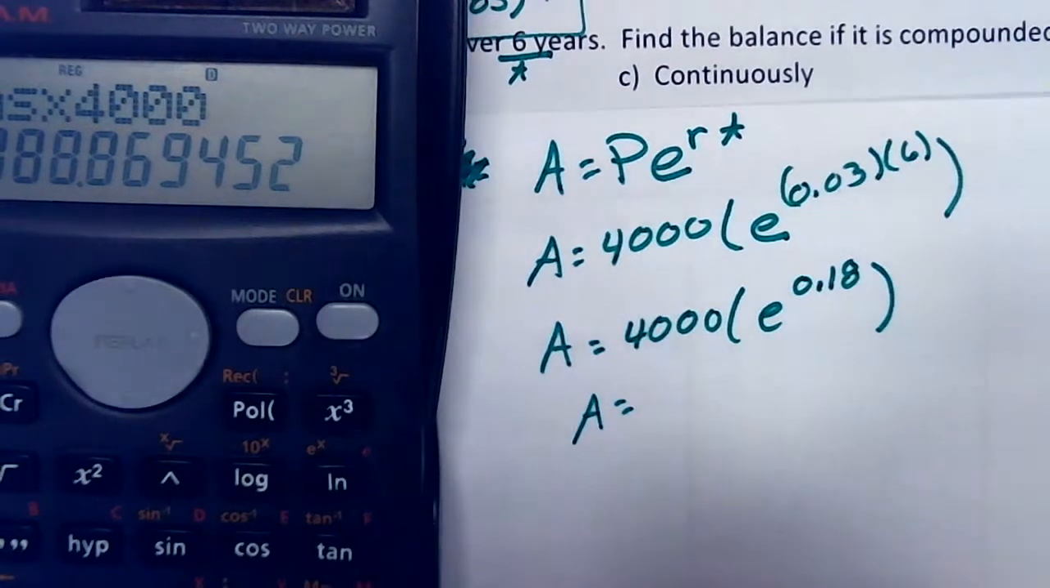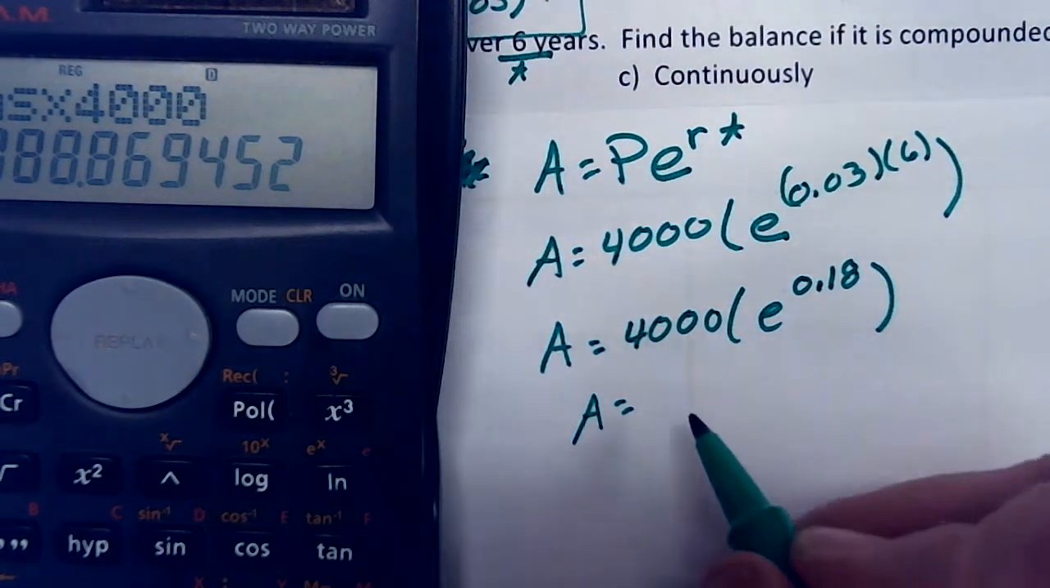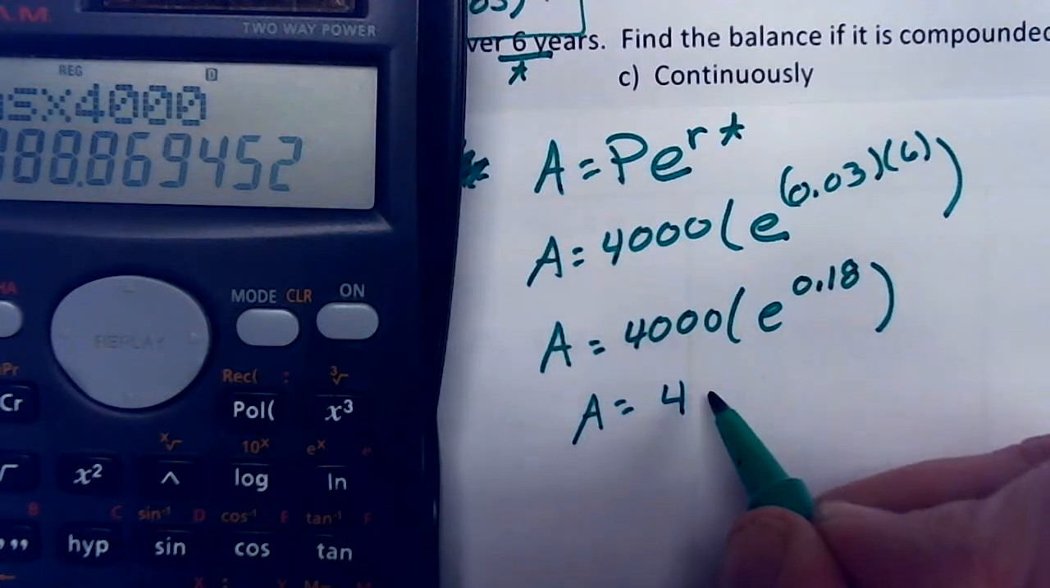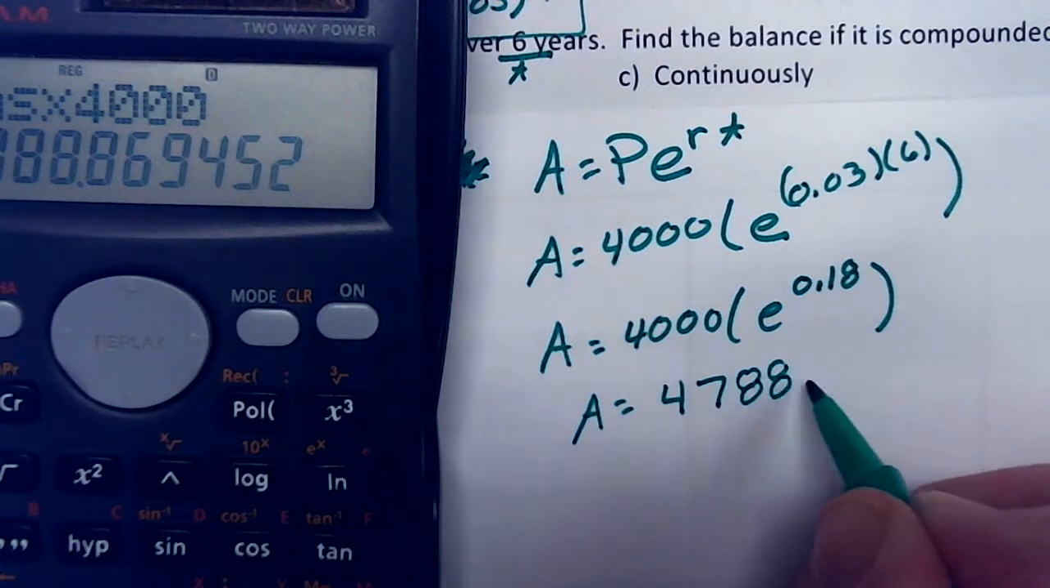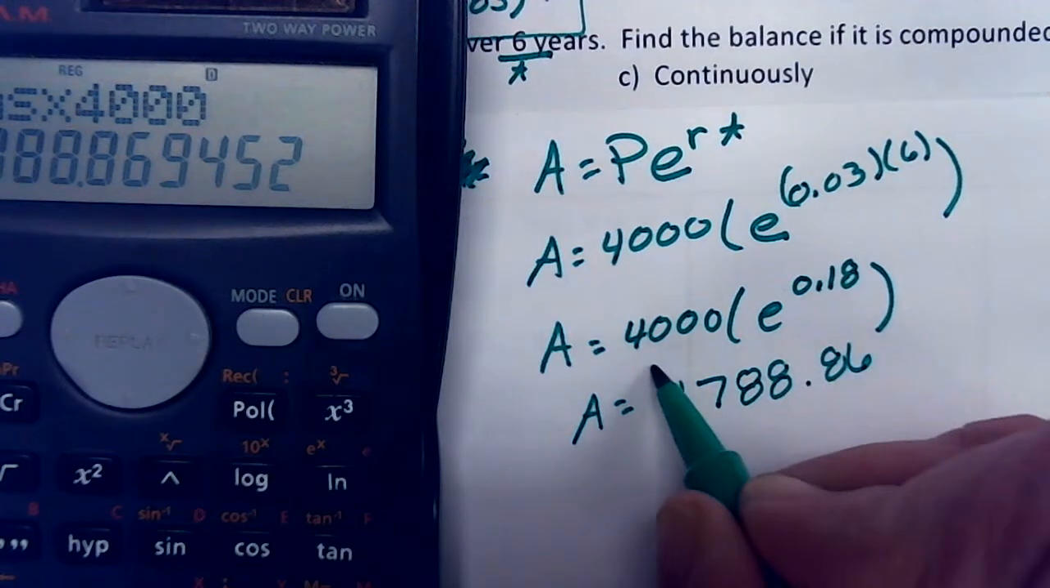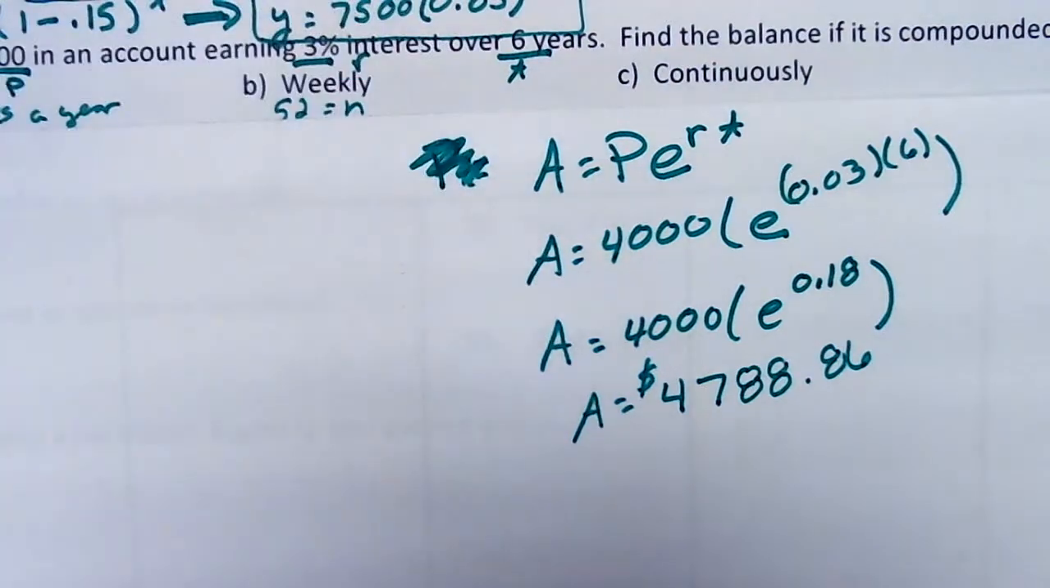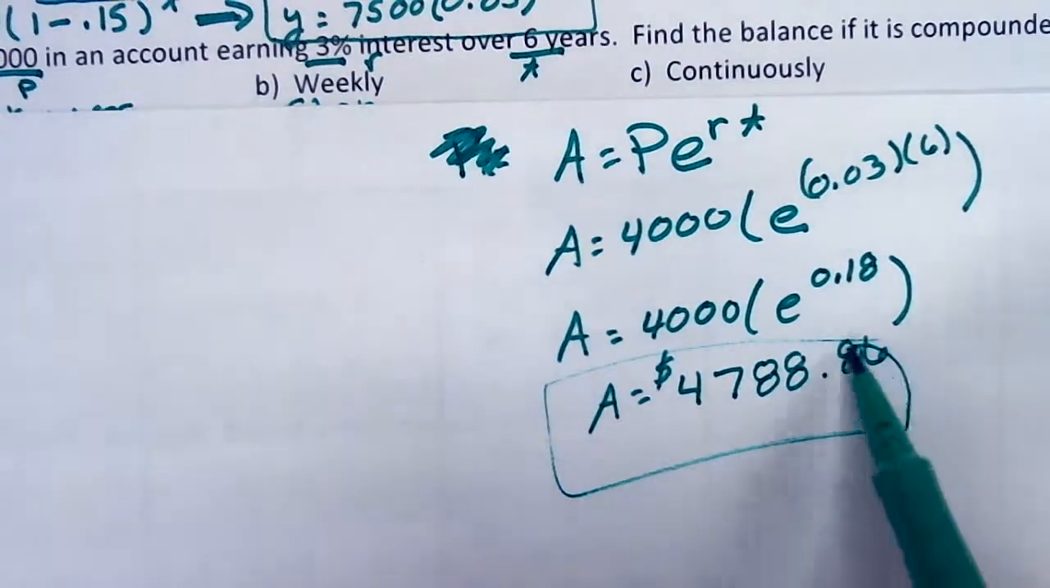If the interest is compounded continuously, the amount you have, or the amount you owe, depending on how you're looking at it, at the end of the 6 years is $4,788.86. Very close to if they compounded it weekly. Okay, so that's part C.